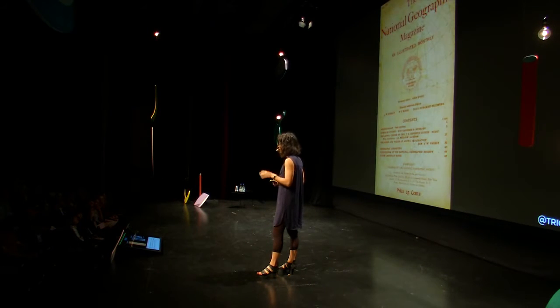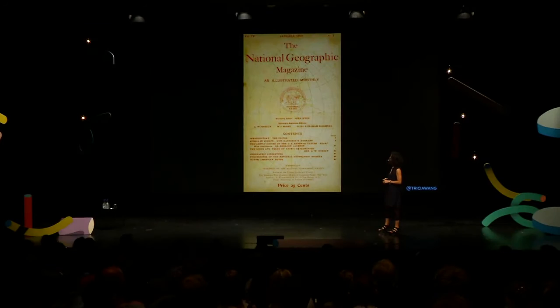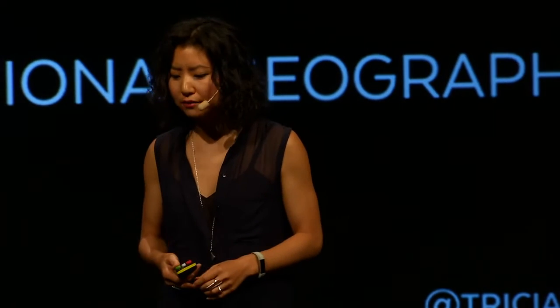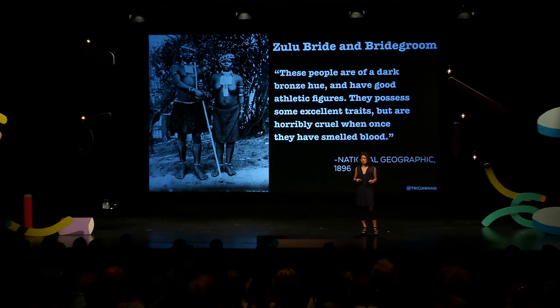Founded in 1888, National Geographic was the first magazine to print photographic spreads of locations around the world. And in 1896, the magazine made what was seen as a groundbreaking decision at the time to include photographs of topless native women. This is a Zulu bride and bridegroom, and the caption read, "These people are of a dark bronze hue and have good athletic figures. They possess some excellent traits but are horribly cruel when once they have smelled blood."